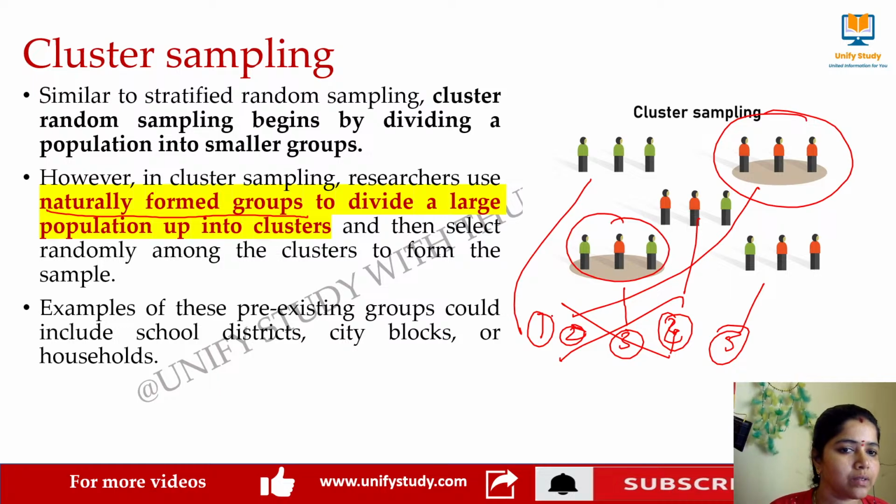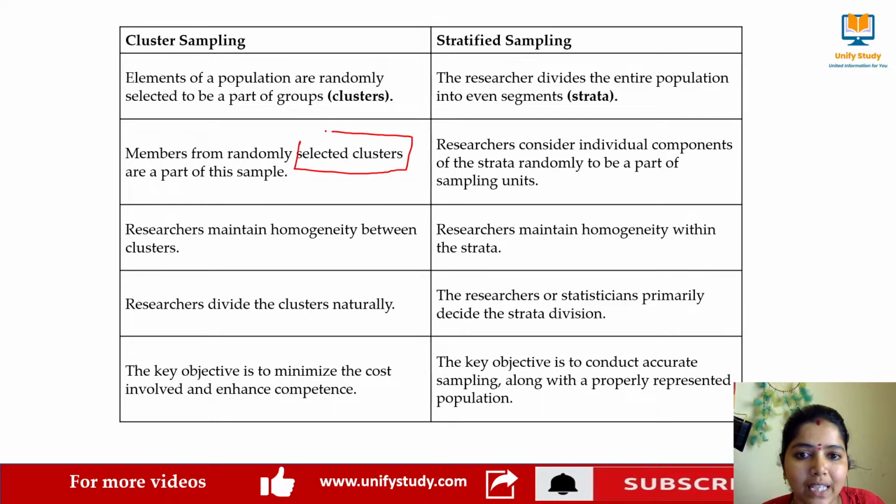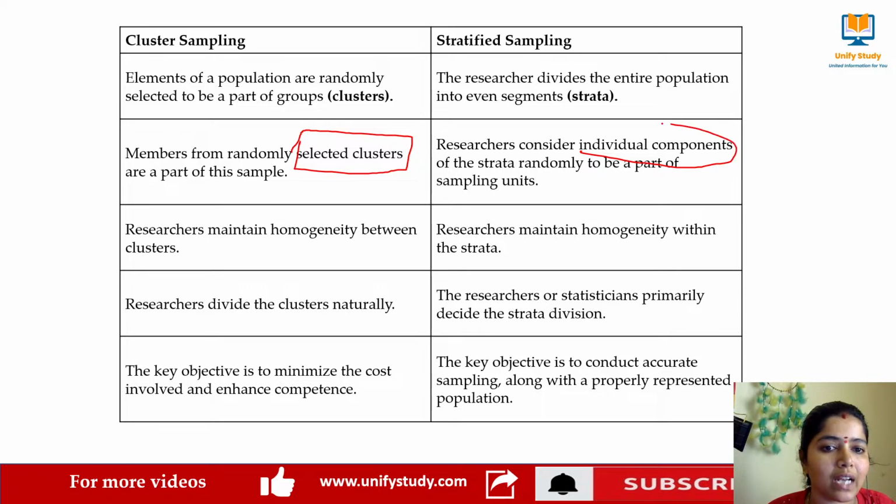Yes. So these are the differences between cluster sampling and stratified sampling. Cluster also makes groups, strata also makes groups. But the major difference between cluster and strata is that in cluster sampling, the cluster is being selected, whereas here the individual components of a strata are randomly selected.